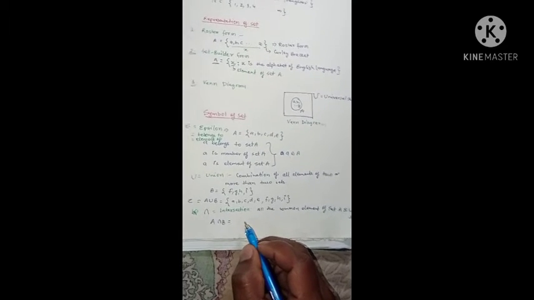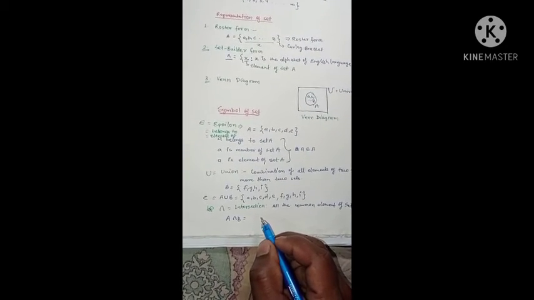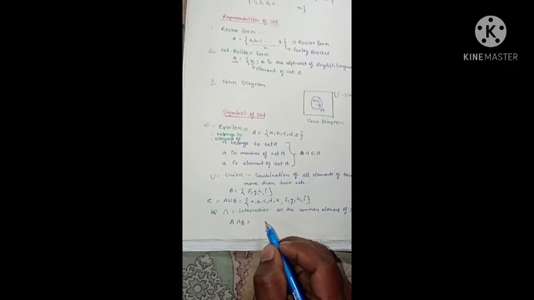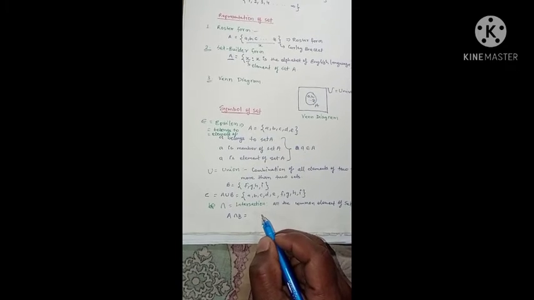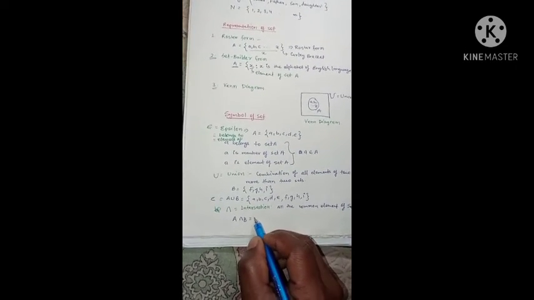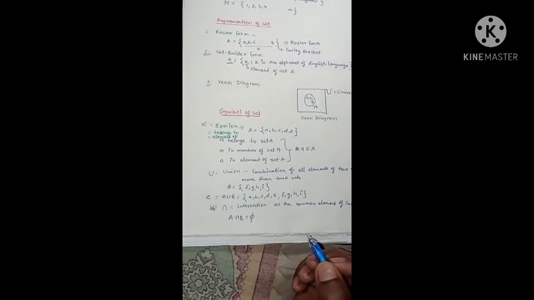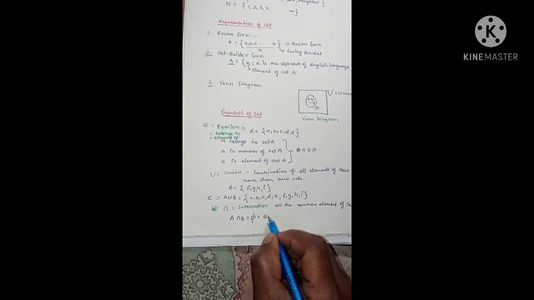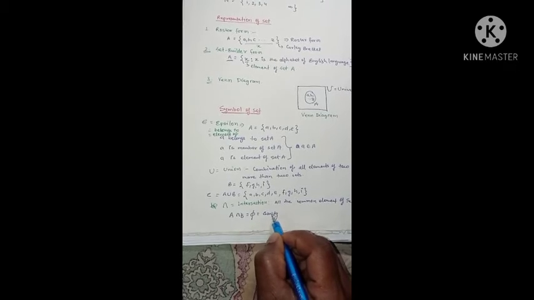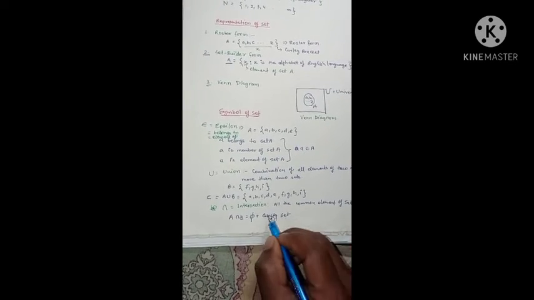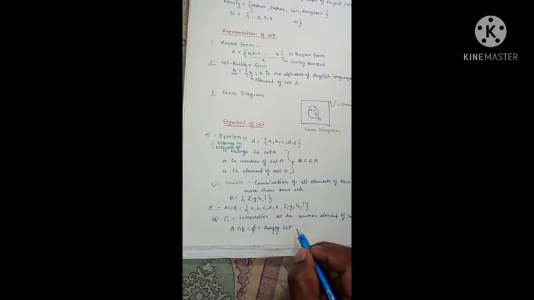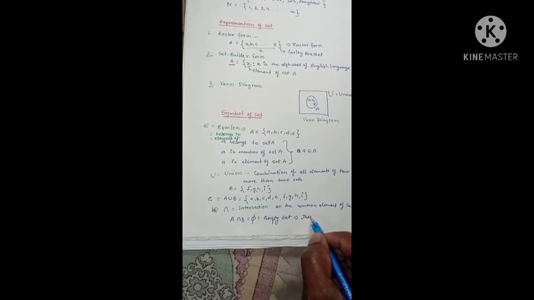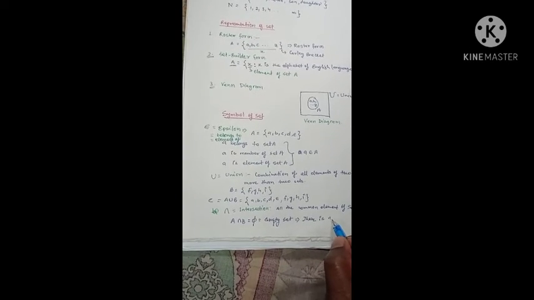So you can see that there is no common element between set A and set B. When there is no element, you say that this is the empty set, with zero elements. You can write it as phi. What does phi represent? Empty set, which means there are no elements.